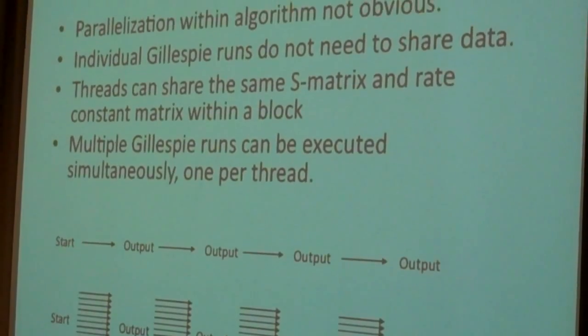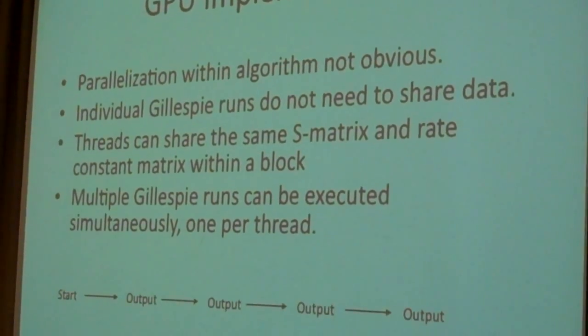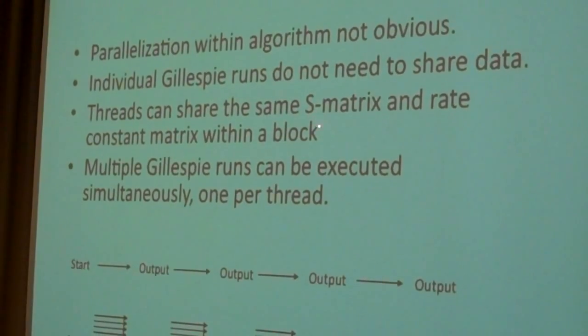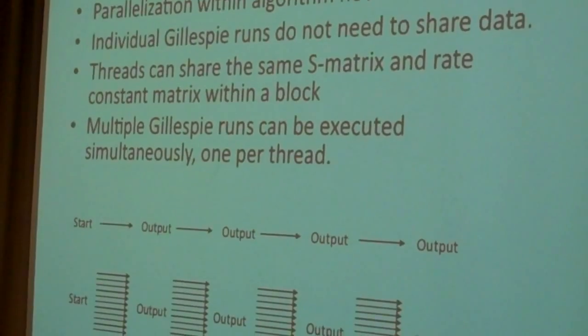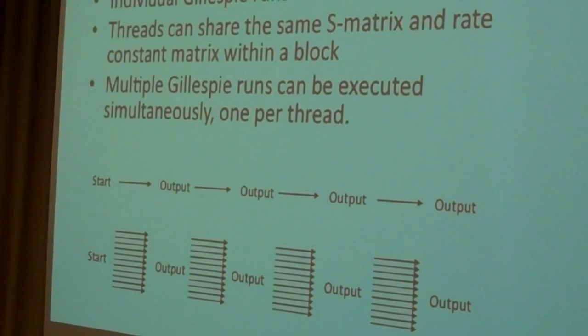So the GPU implementation. The way I've just described the algorithm, how parallelization would be done within it is not obvious. Individual Gillespie runs do not need to share data if we consider them as being cells which are independent of one another. Cells don't need to talk to each other to know how to live. Threads within a block can share the same stoichiometry matrix and rate constant matrix, and multiple Gillespie runs can be executed simultaneously, once per thread. So this is sort of an embarrassingly parallel system. All we're doing is running a lot of them all simultaneously.